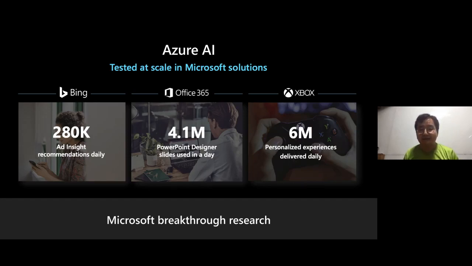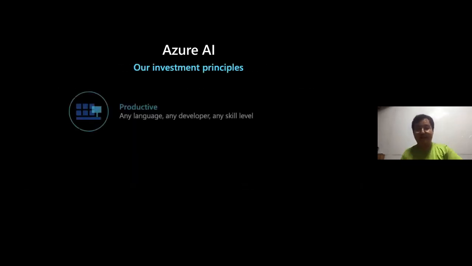And then Bing has great performance on search. So Bing has AI, great Azure machine learning powers, over 280,000 AI insight recommendations daily to advertisers. And cognitive services delivers over 6 million personalized experiences on Xbox daily. So with such great things, and such great things have been reflected into Azure AI.